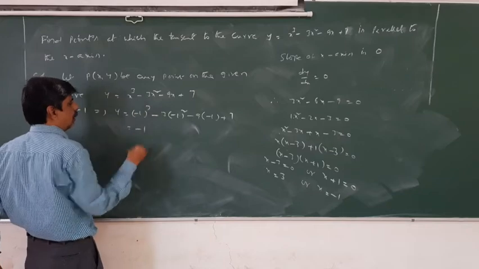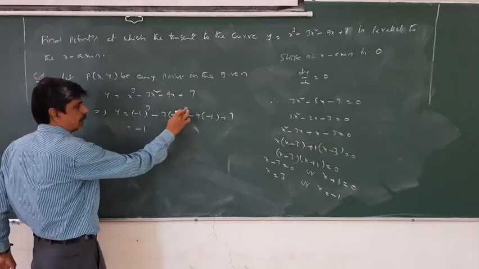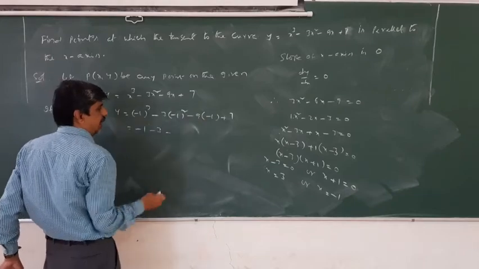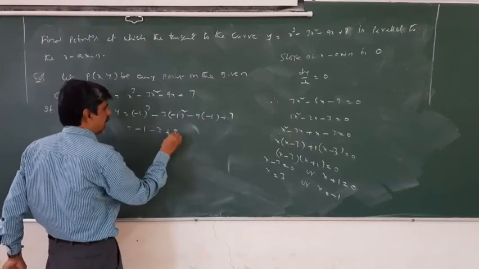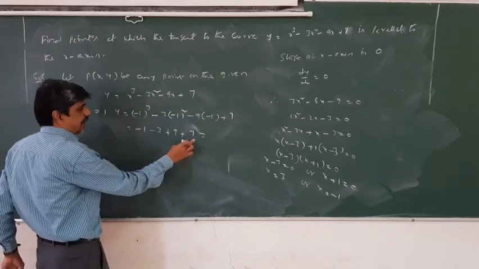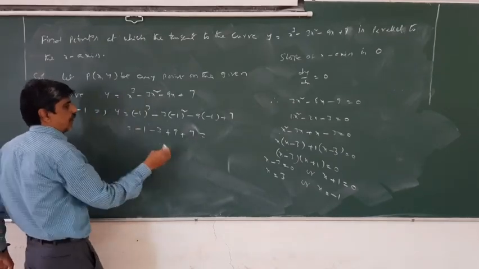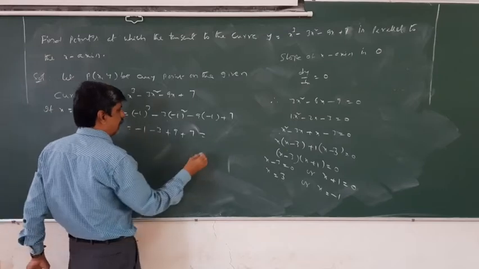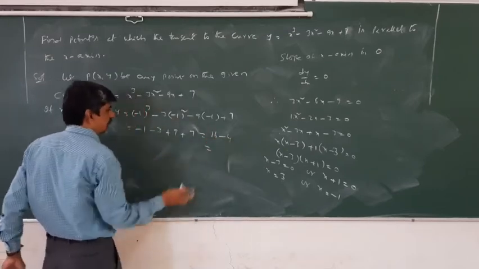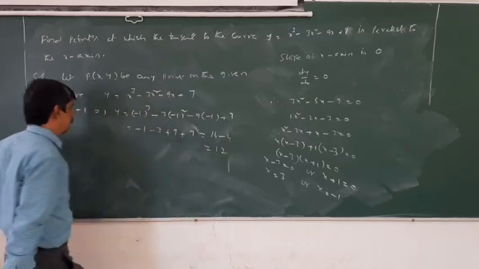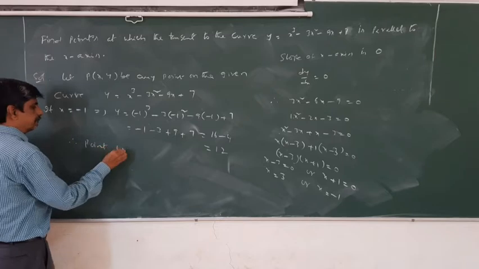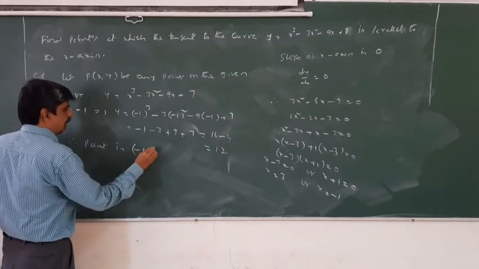So minus 1 whole cube is minus 1. Minus 1 whole square is 1. 1 into minus 3 is minus 3. Minus 9 into minus 1: minus into minus is plus 9, plus 7. So this is plus 9 plus 7, plus 16, minus 4. Plus 16 minus 4 means 12. Therefore the point is minus 1 comma 12.